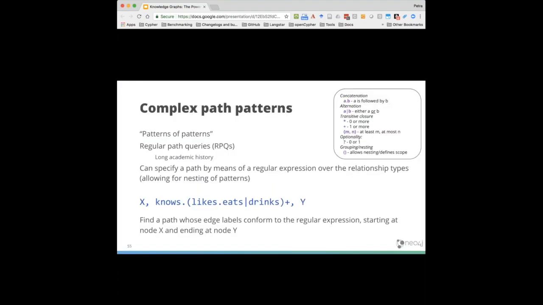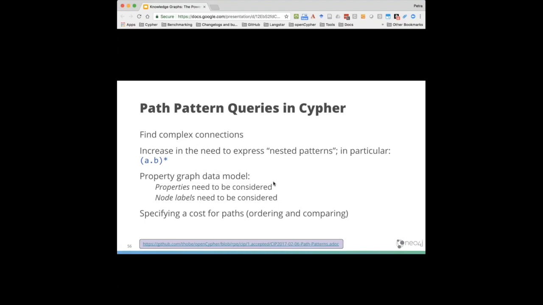The next flavor is actually something called complex path patterns. So for those of you who are familiar with regular expressions, I've actually just done a quick little summary up in the top left. This actually comes from academia again, something called regular path queries, where you can actually specify a path by means of a regular expression over the relationship types. So I've just given you a quick example down there. What this actually would do is it would follow a knows relationship and then one or more of the following: either likes followed by eats, or drinks. So that's basically the idea of this particular function.